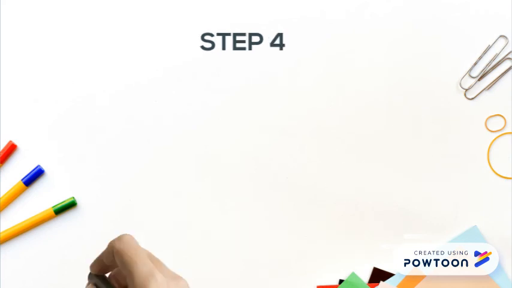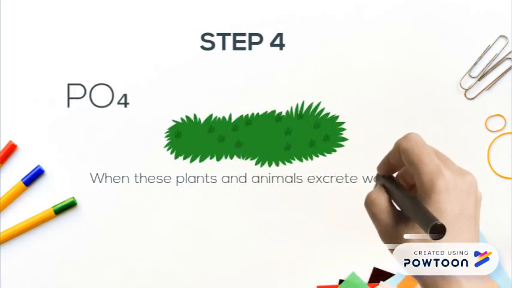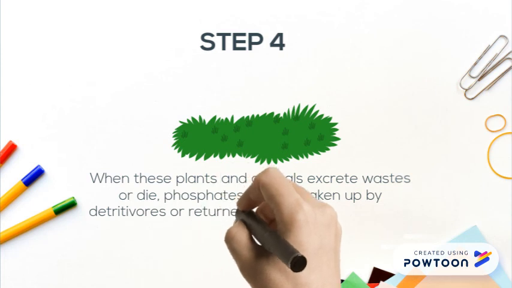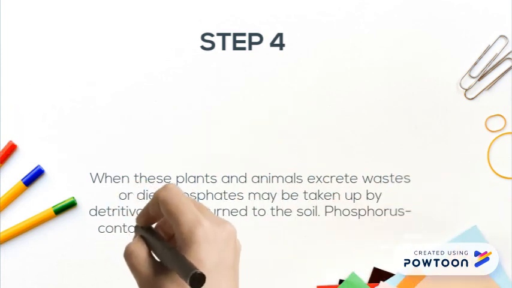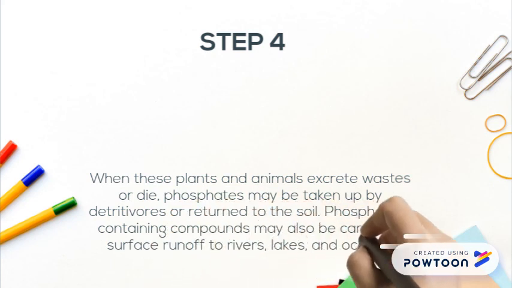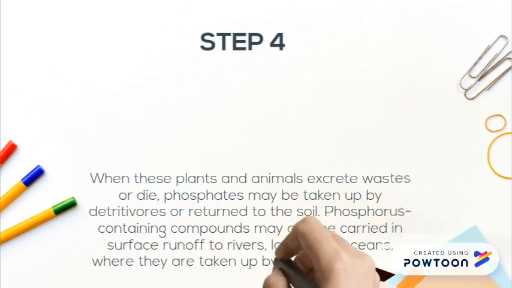Step 4. When these plants and animals excrete waste or die, phosphates may be taken up by detritivores or returned to the soil. Phosphorus-containing compounds may also be carried in surface runoff to rivers, lakes, and oceans, where they are taken up by aquatic organisms.